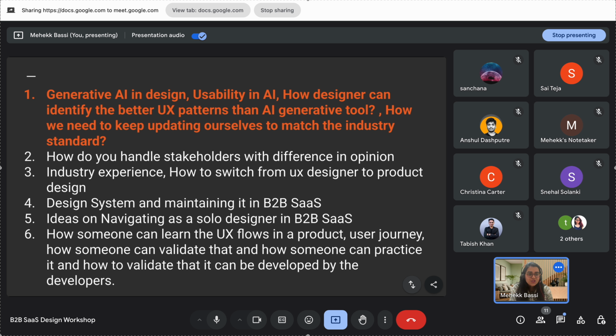How do you handle stakeholders with difference in opinion? This is challenging, and this is where your communication skills come into play. If you are a good communicator, then you can gather everyone together in a room or maybe in a virtual space and conduct a workshop, have them express their feelings, become a good listener, listen to their opinions. Maybe your opinion also changes after the meeting. So you should be open to all kinds of responses.